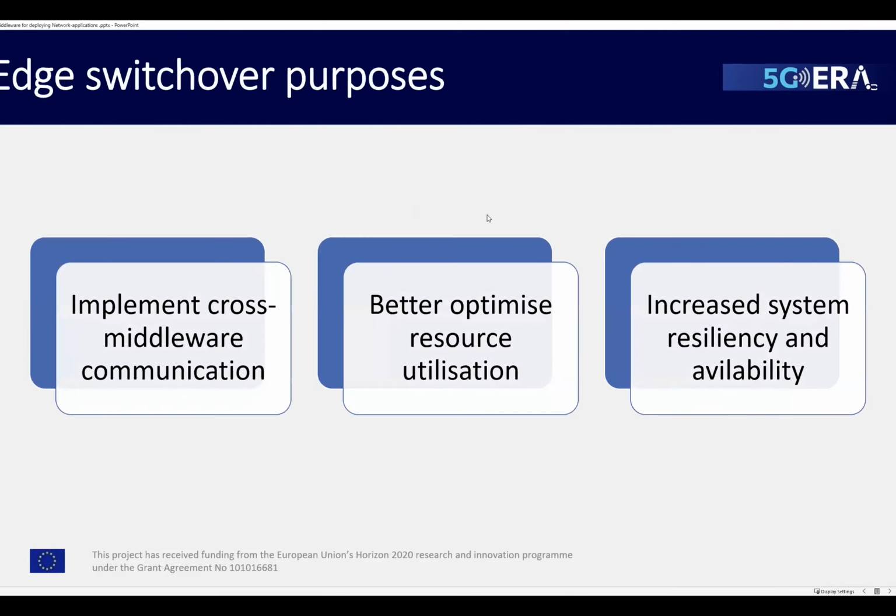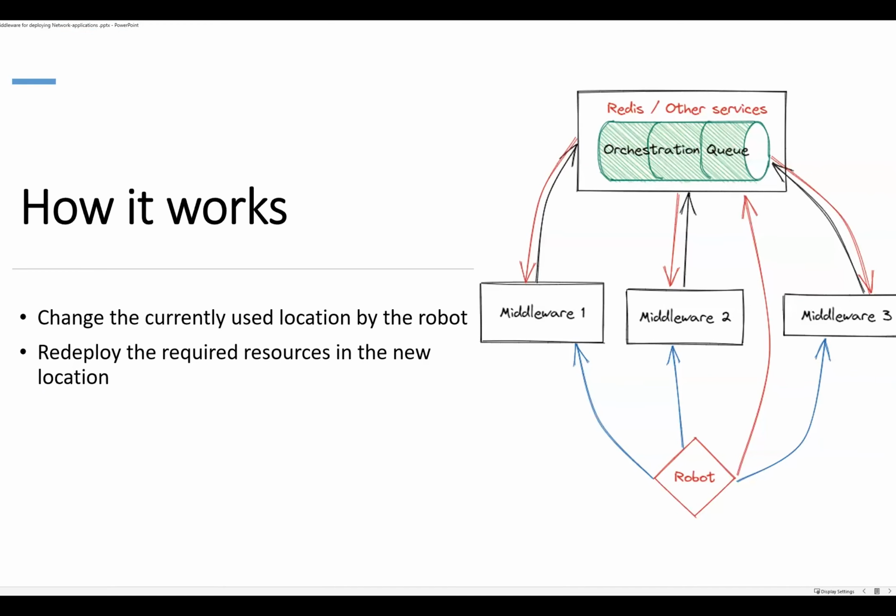As I just said, the main purpose is to increase the system resiliency and the availability. Also, by using the edge switchover, we are aiming to better optimize the resource utilization and to provide better quality of service and quality of experience to the robotic applications. And also, as a main point, it is our way to communicate between the multiple middleware instances to achieve the same goal. So how does it work?